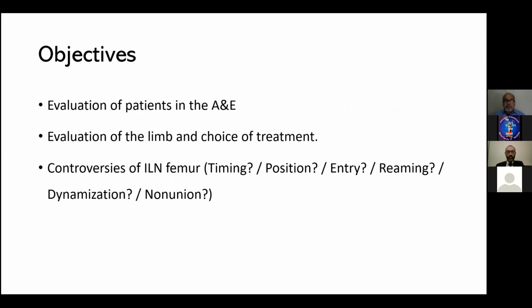My objectives today will be two main things. The first part is the evaluation of the patient himself, and then the fracture. So evaluation of the patient, this is the first half. Second half: evaluation of the limb, choice of treatment, and then what are the controversies at the moment: timing of surgery, positioning, entry, reaming, dynamization, open or closed reduction, and how to deal with a nonunion or malunion.